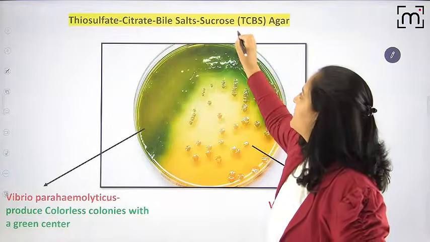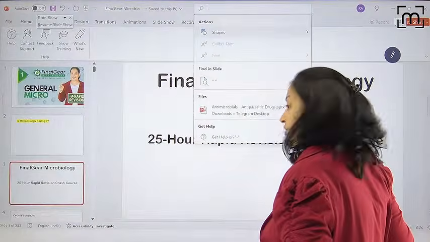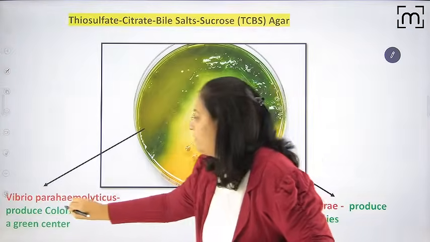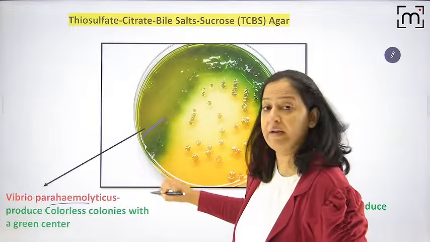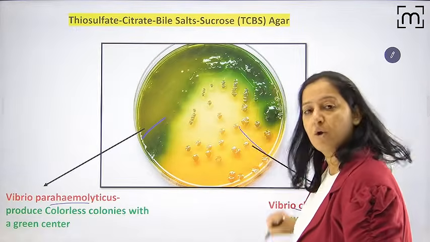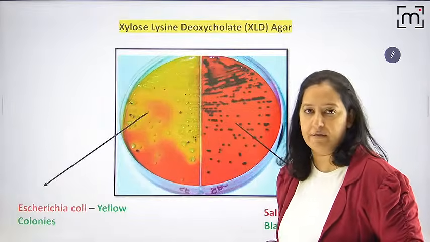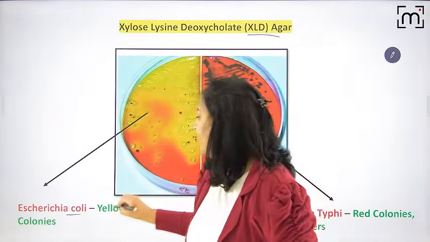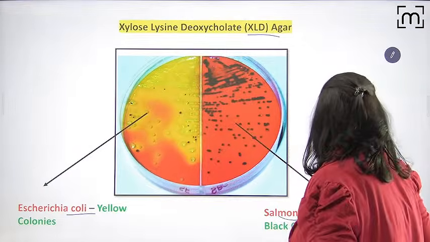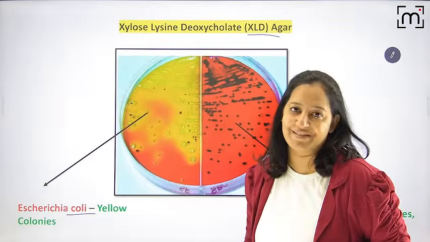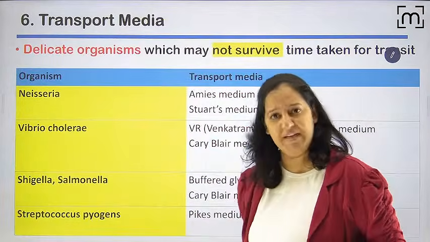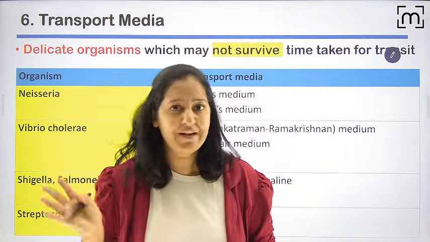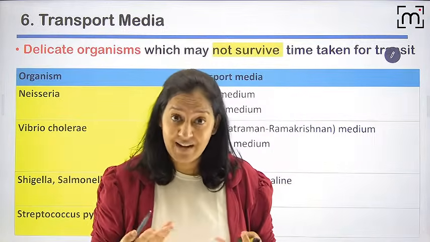The next best example is TCBS. On TCBS, Vibrio parahaemolyticus forms a green colony and Vibrio cholerae forms a yellow colony. Again, two different bacteria give two different colors. The next is XLD. On XLD, E. coli gives a yellow colony and Salmonella gives a red colony with a black center. So these are the differential media. You will learn all these again when I teach you systemic microbiology. All these bacteria will come, but you will understand the classification over there.